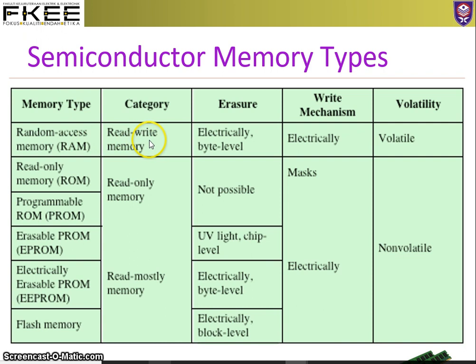RAM, which is read-write memory, is volatile, meaning when there is no power supply, the data will be gone. But the rest of the read-only memory is non-volatile, meaning that the data will be retained even if there is no power supply. And for the ROM and PROM, programmable, it is read-only memory, but we cannot erase the data, meaning that the data is read only. Okay, this is how we put the data using a mask during the fabrication. But for the EEPROM and flash memory, we can erase the data inside using an electrical mechanism.